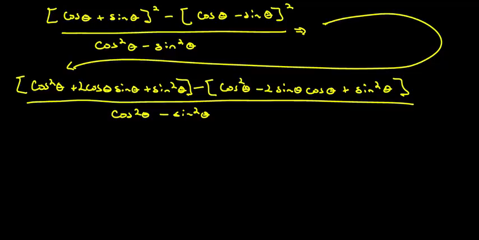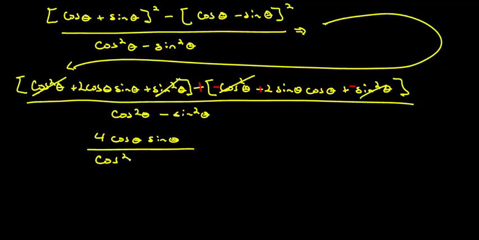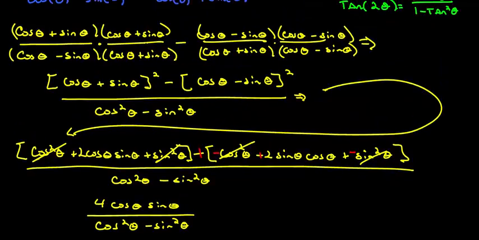So what I'm going to do now is I'm going to distribute this negative in. So plus a negative, positive, negative, like that. So see if anything cancels. We'll have a positive cosine squared and a negative cosine squared. So those guys are gone. I've got a sine squared and a negative sine squared. So those guys are gone. So all I'm left with is 2 and 2. So 4 cosine theta sine theta over cosine squared theta minus sine squared theta, like that.